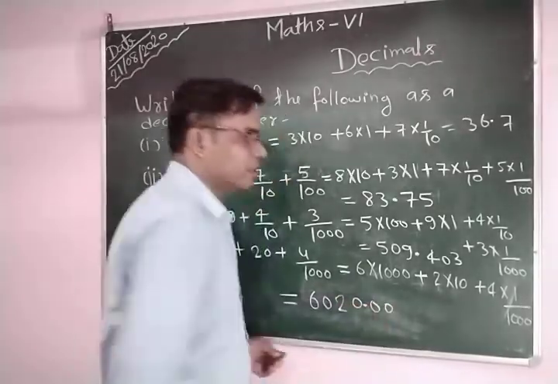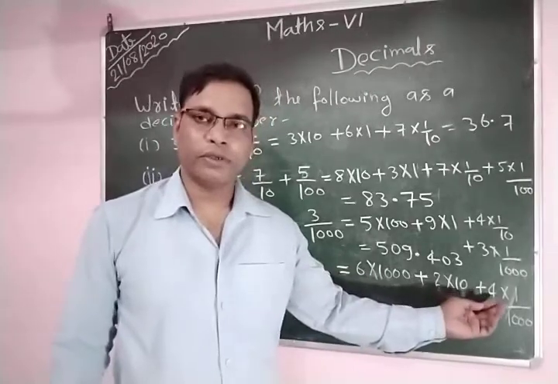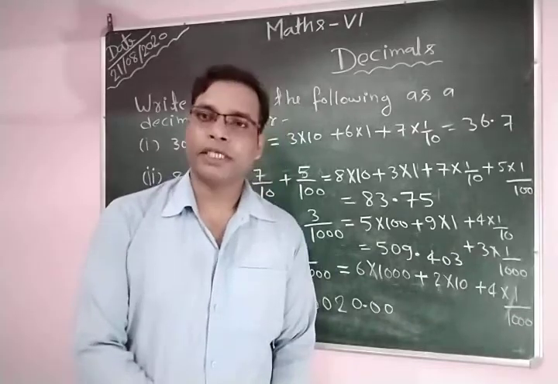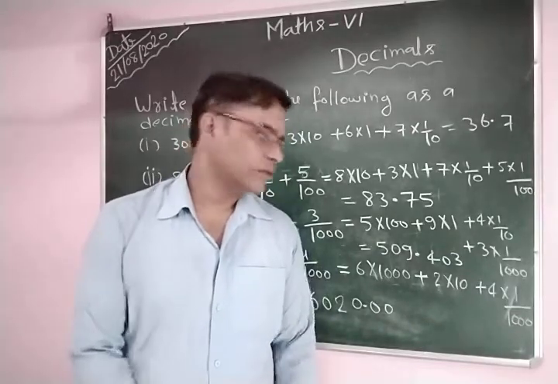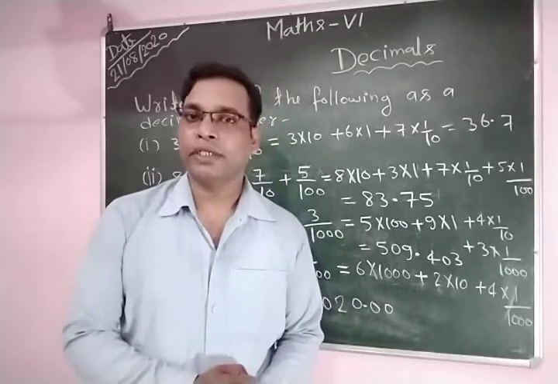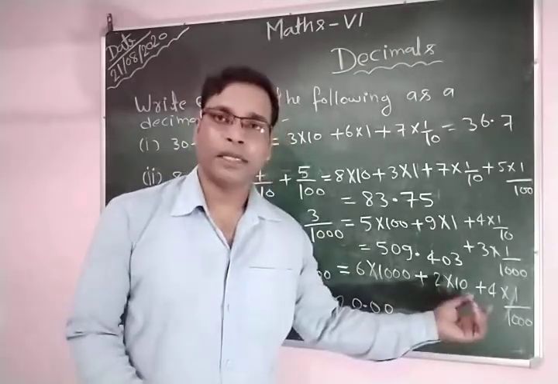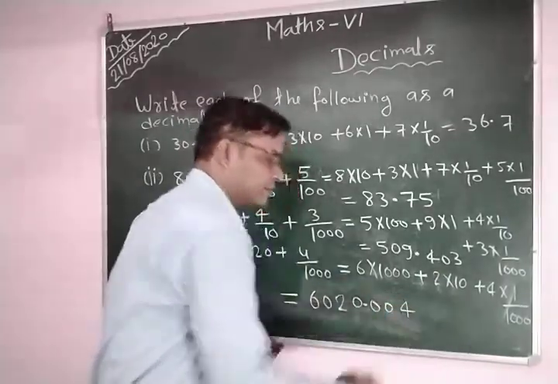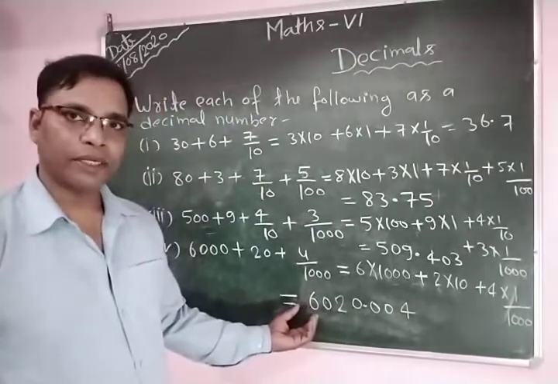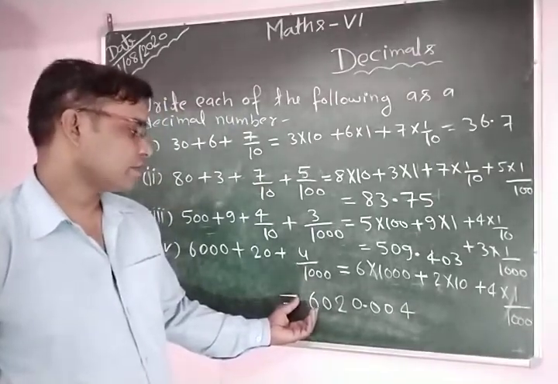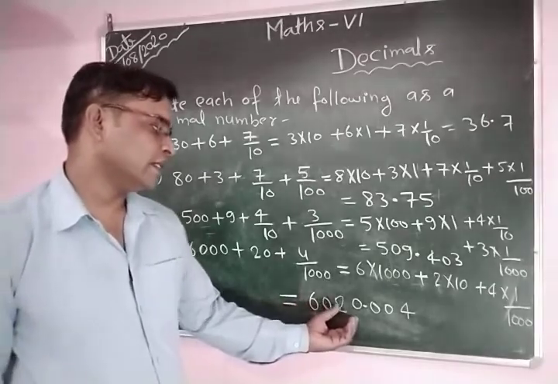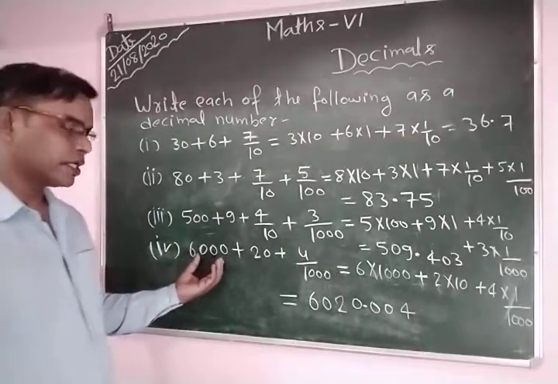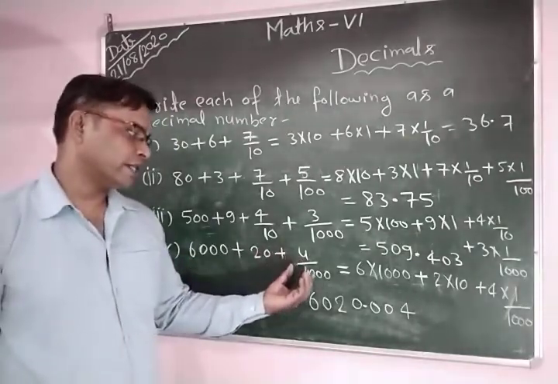Now you can see here 4 into 1 by thousands, so 1 by thousand represents the thousandths place, so we can write 4 as the thousandths place digit. Clear? Again, in this way we obtain this number, 6020.004. So this is given 6000 plus 20 plus 4 by thousands.